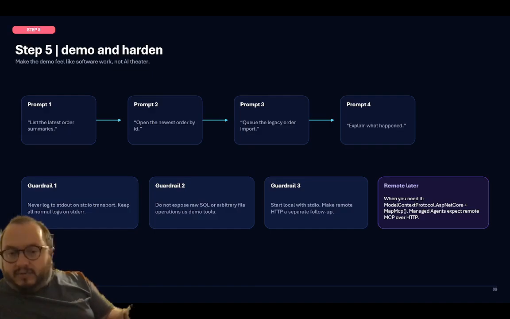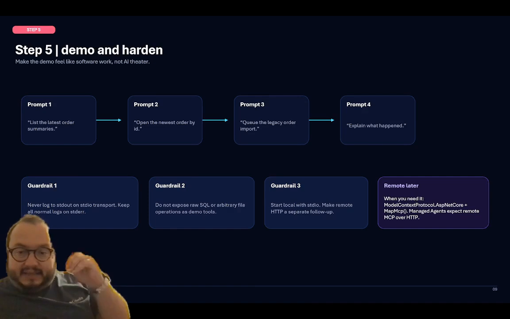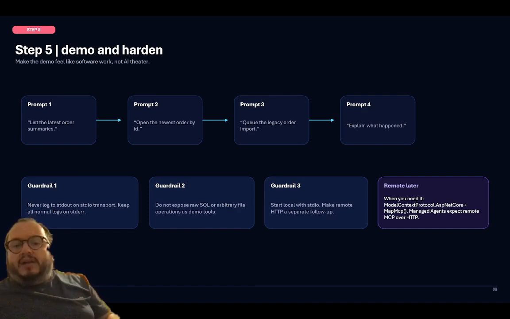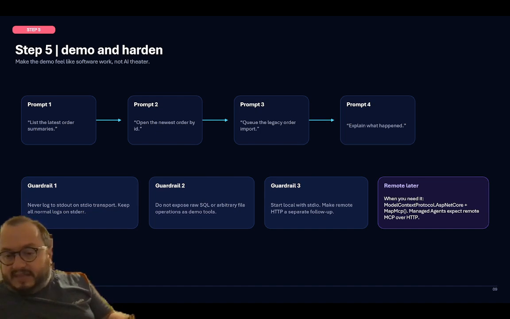The live demo sequence should stay very small. First, ask Claude to list order summaries, which proves discovery and read access. Second, ask Claude to open one order by ID, which proves the single item lookup path. Third, ask Claude to queue an import, which proves we can trigger a real side effect through the same queue scheme the app already uses, while still keeping the request itself small and explicit.